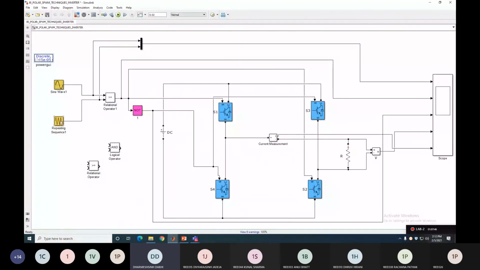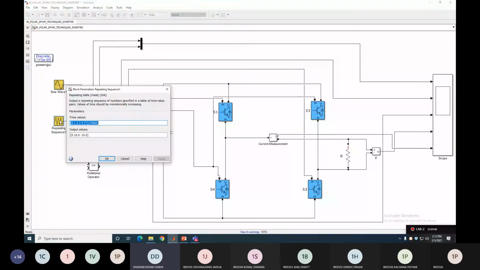How to change the frequency of the triangular wave from this repeating sequence block? Here we set the 1000 frequency. Here 4000 means that 4000 is the frequency of a quarter cycle. Now we double the frequency from 1000 to 2000. So what do I write here? It is 8000. Double this one. So now this frequency is set to 2000 hertz.